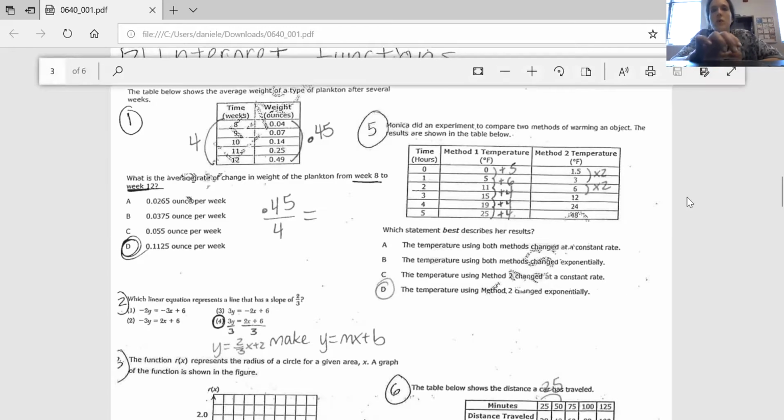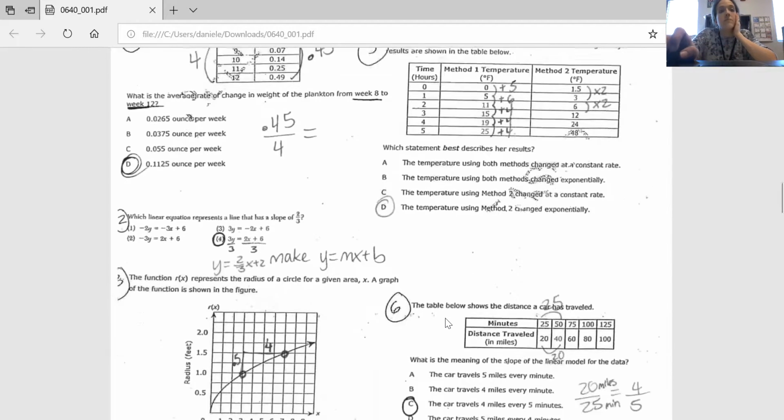Over here on question 5, when I look at what's happening with this table, this one is adding by all different things. This one over here, though, is multiplying by 2. Now, if this had been a +4 continually, that would have been constant and would have meant it's linear. But anytime my table goes up by multiplication, it's exponential. Think about the zombie apocalypse activity that we did in class, where the number of zombies was doubling. So what's true about this? Only that D, method 2, was changing exponentially. That's all we really know.